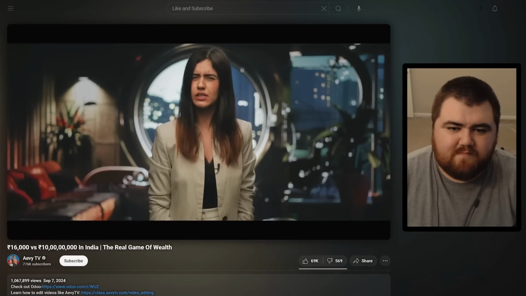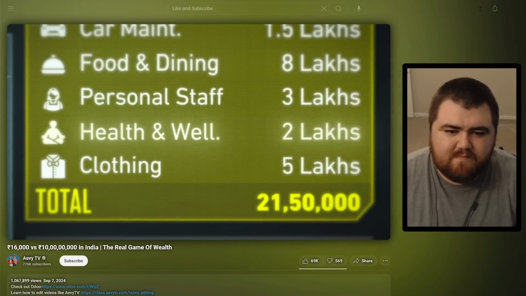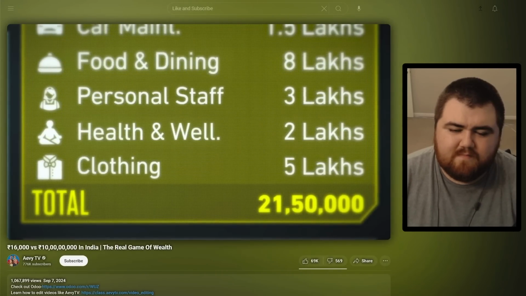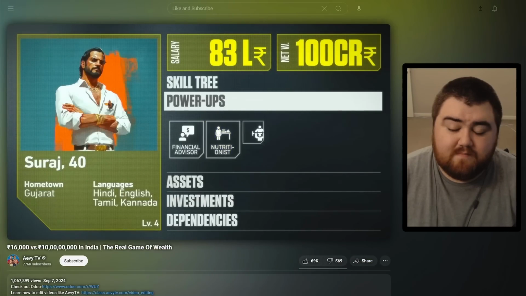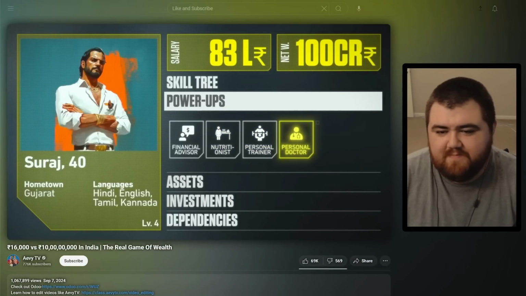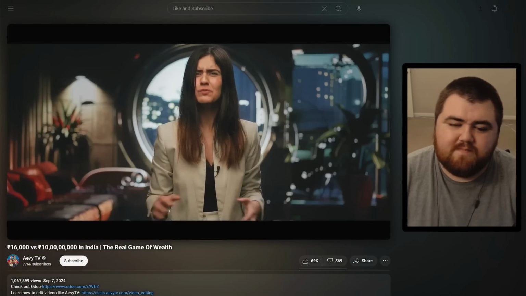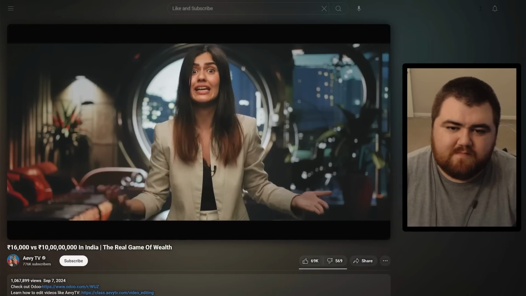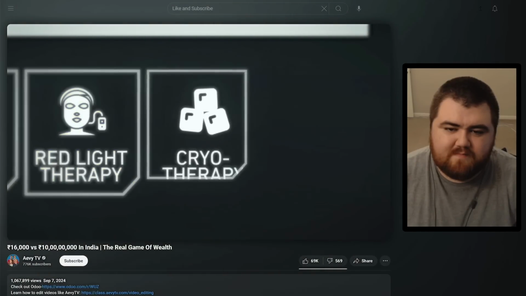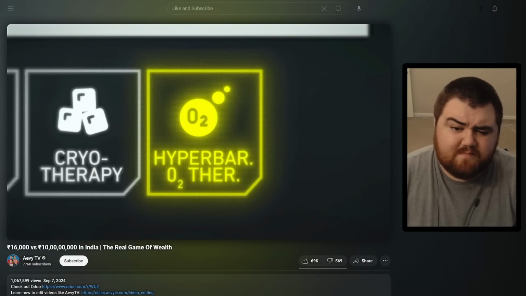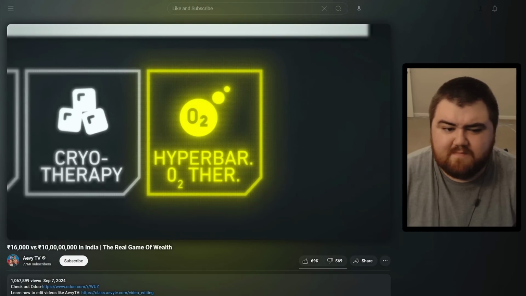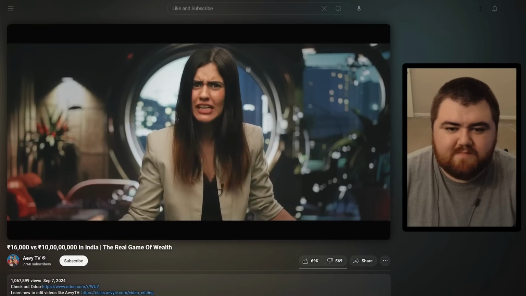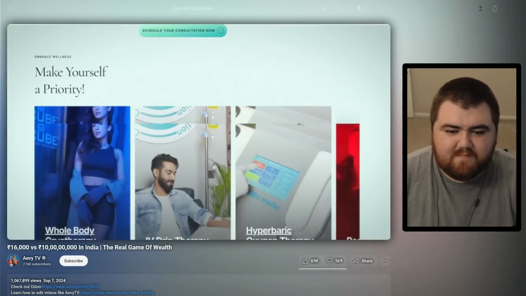Got it. Also another question, 2 lakhs on health and wellness, where is that going? Well, you have a nutritionist, personal trainers, personal doctors, a yoga instructor, and you spend on the most exclusive treatments to make sure you live a long, healthy life. You do red light therapy, cryotherapy, hyperbaric oxygen therapy, all of this almost every month. Wait, is all this even available in Bangalore? Apparently yes, check this out.